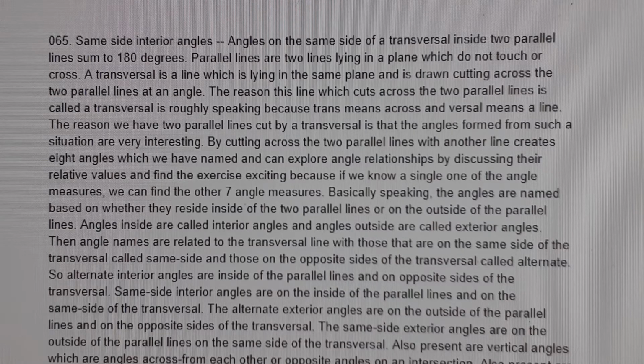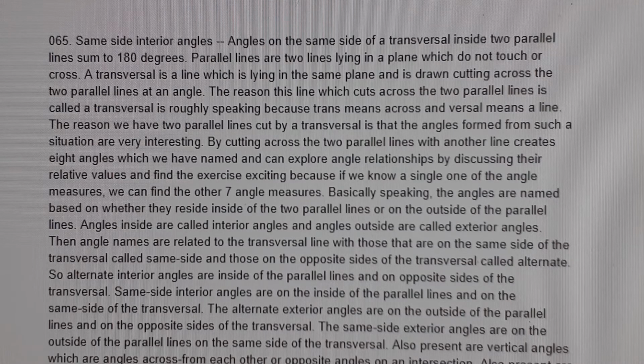So alternate interior angles are inside of the parallel lines on opposite sides of the transversal. Same side interior angles are on the inside of the parallel lines and on the same side of the transversal. The alternate exterior angles are on the outside of the parallel lines and on the opposite sides of the transversal. The same side exterior angles are on the outside of the parallel lines and on the same side of the transversal.